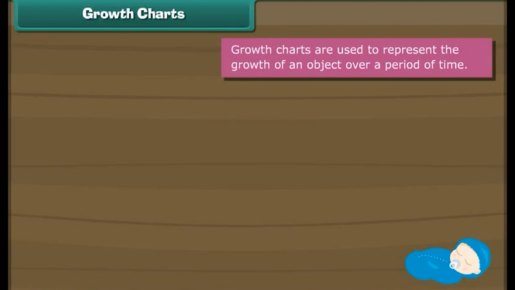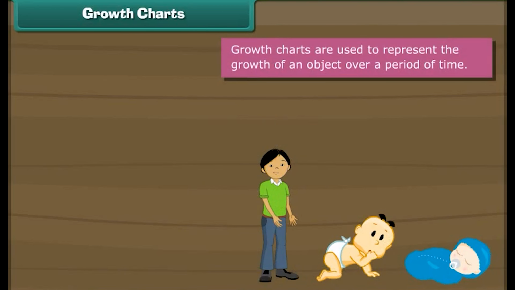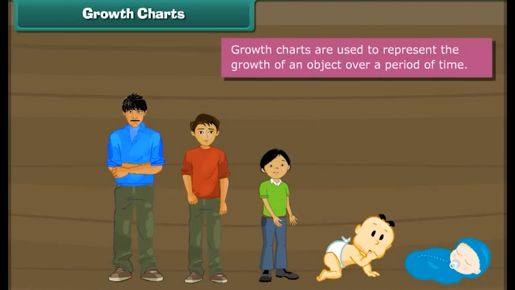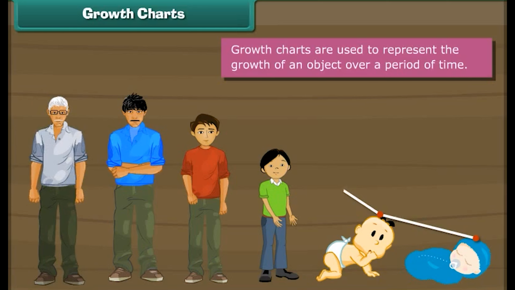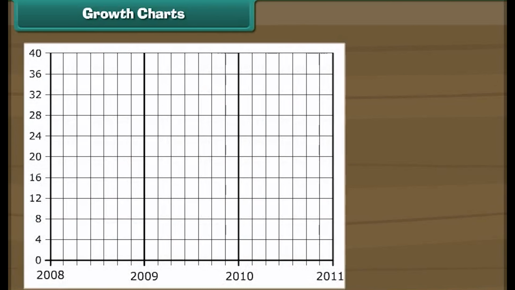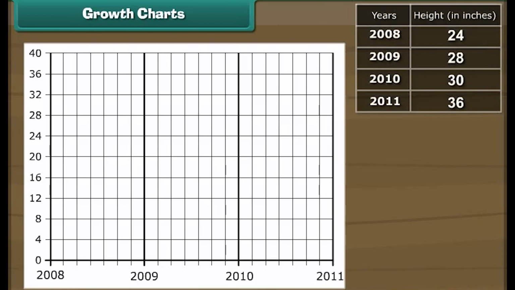Growth charts. Growth charts are used to represent the growth of an object over a period of time. Let us now trace the growth of Ravi over the past 3 years. We represent height vertically and years horizontally. In 2008, Ravi was 24 inches tall. Next year, he was 28 inches tall.